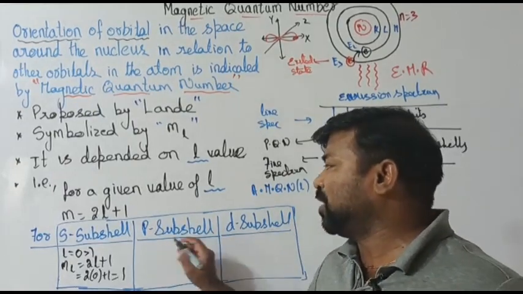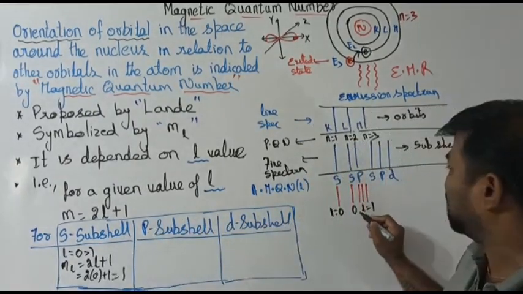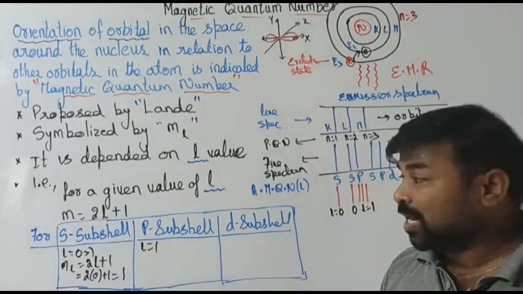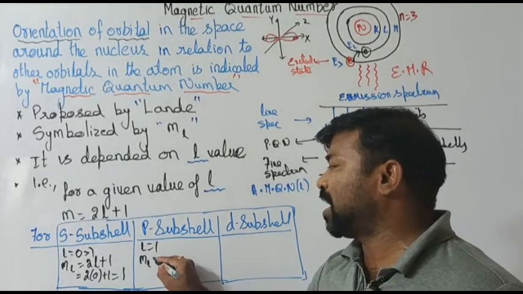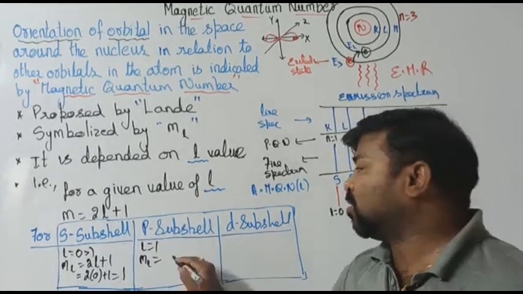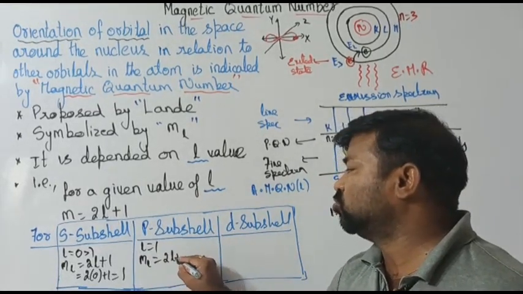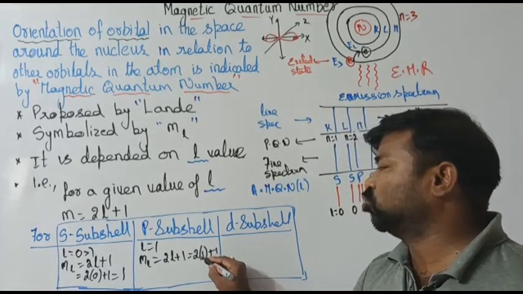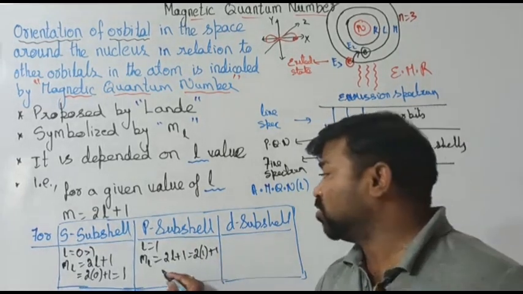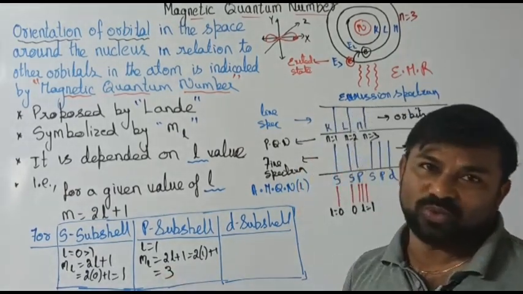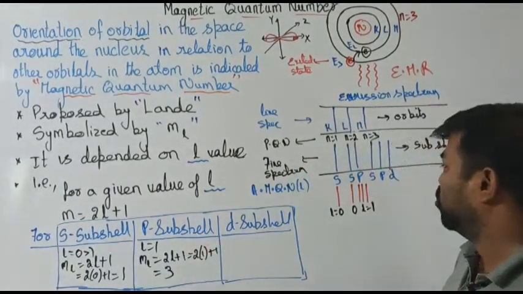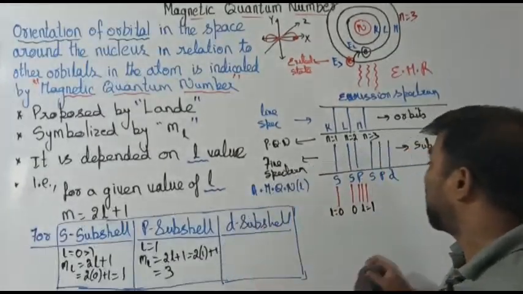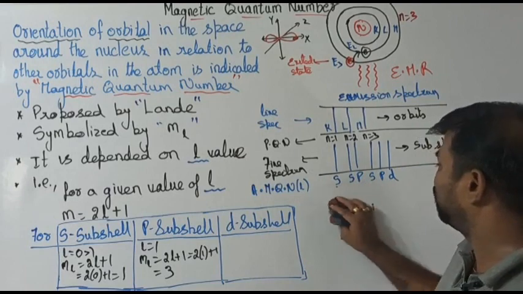Now let us go for the P orbital. For the P orbital, L is equal to 1. If you would like to know how many ML values it has, we use the formula 2L plus 1, which is 2 into 1 plus 1, 2 ones are 2, plus 1. Totally we have 3 ML values for P.